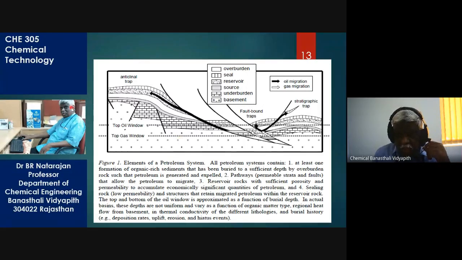So this figure in a short way gives you what is happening below the earth in terms of oil formation. You have the source rock, reservoir rock, all that is put out here. Sealing rock, low permeability and structure, that is a cap rock, sealing rock. You can see this arrow represents the gas migration, and the thick arrow represents the oil migration.